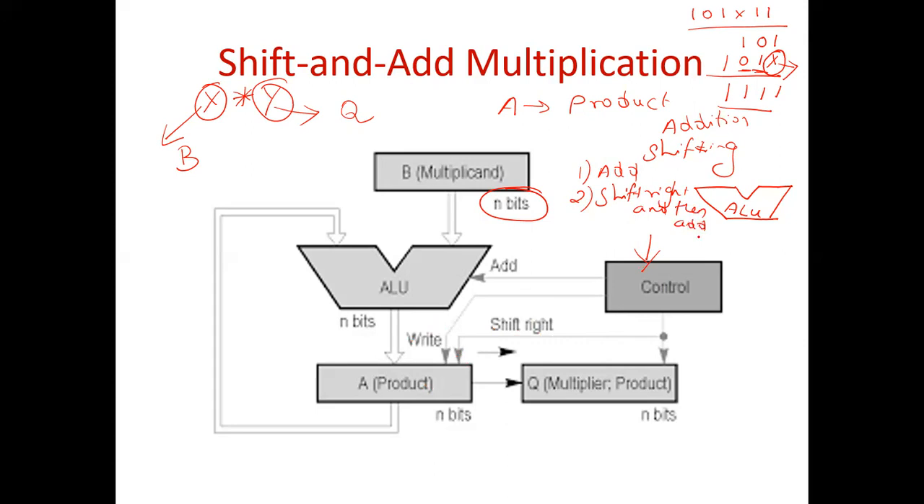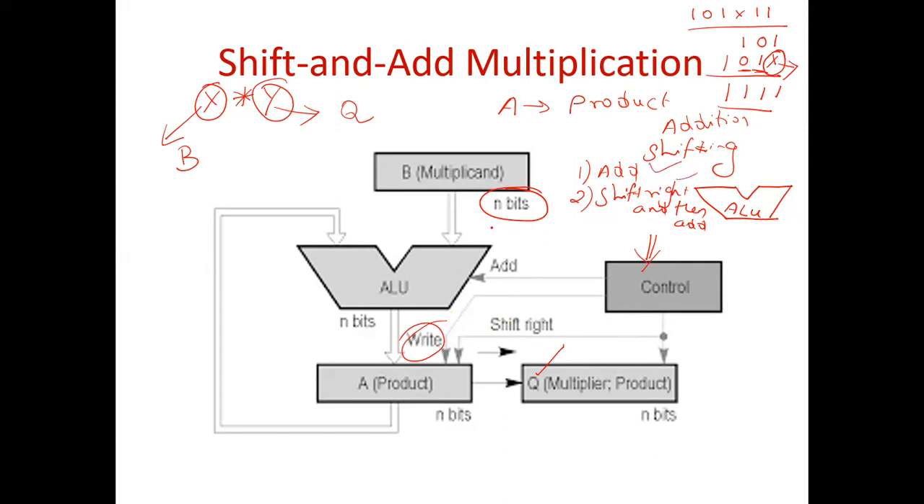So two operations. That's why this is called a control. The control works based on the value of Q. Based on the Q value, it has to perform shift and then add, and then it will write the value. That's why there are so many operations here: either shift and then add, or else only add.